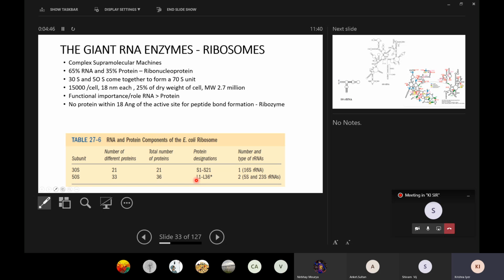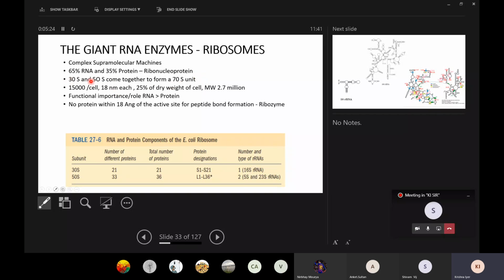And then towards the end, we talked about this third player in protein synthesis, which we call ribosomes. We said that these ribosomes are actually giant enzymes, and they are called giant enzymes because they are composed of a lot of components. For example, the bacterial ribosome is composed of two units, called 30S and 50S, or the small ribosomal subunit and large ribosomal subunit, which come together to form a functional 70S unit.